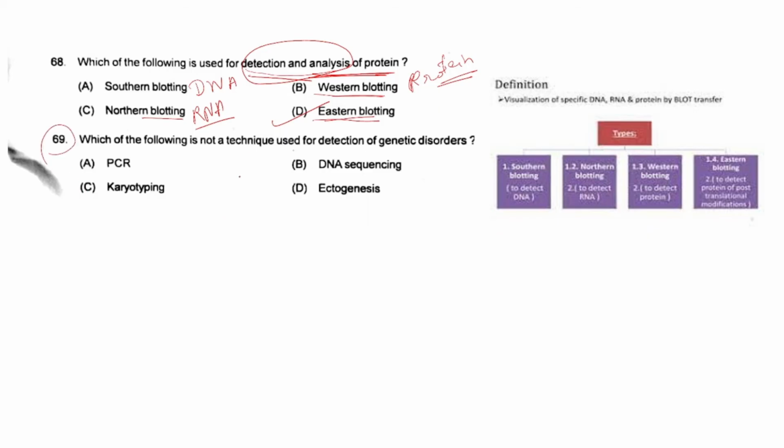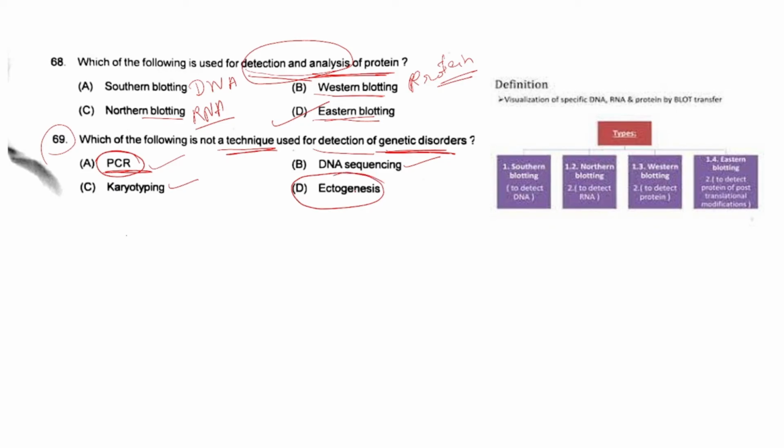Next, question number 69. Which of the following is not a technique used for detection of genetic disorders? Not a technique. Option number A, that is PCR, polymerase chain reaction. This is a very essential thing for any genetic practice, so this is of course in use. Then DNA sequencing, this is also an essential practice of molecular biology. This is also in use. Karyotyping, yes, of course.